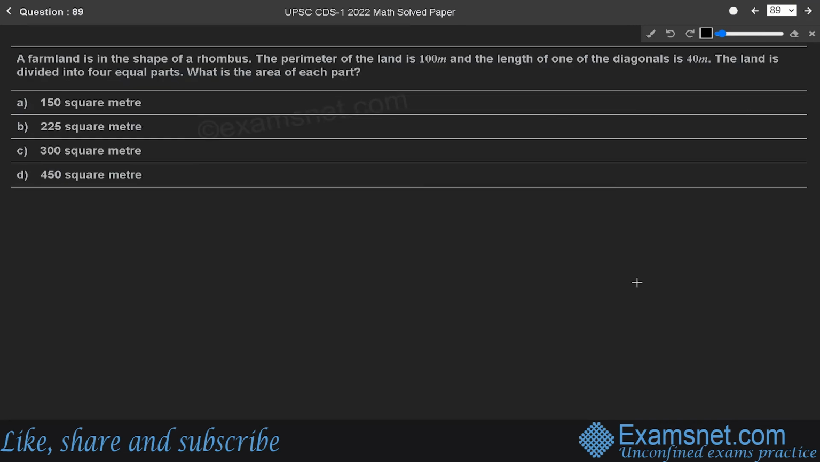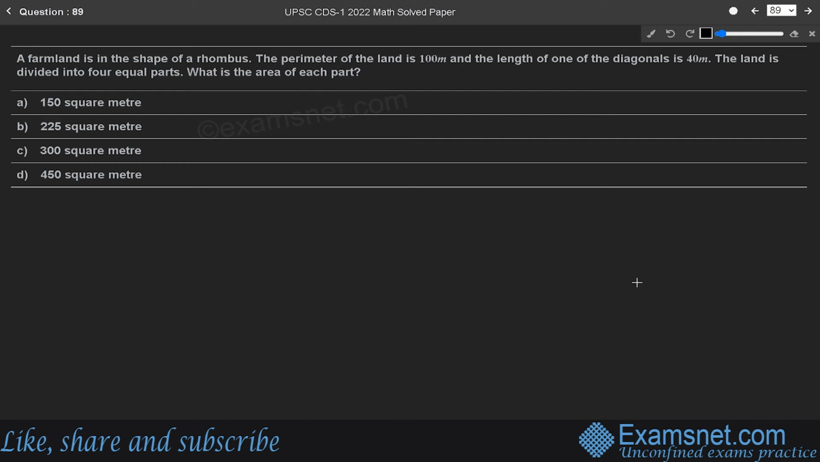Next question is, a farmland is in the shape of a rhombus. The perimeter of the land is 100 meter and the length of one of the diagonals is 40 meter. The land is divided into 4 equal parts. What is the area of each part?